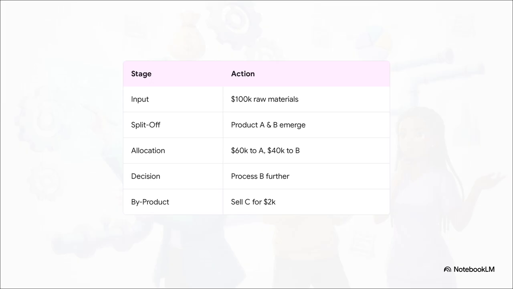Then, management looks at product B. They realize if they process it further, they can earn an extra $30,000 in revenue for only $10,000 in extra costs. That's a net positive of $20,000. So, of course, they make the decision to process B further. And notice, they completely ignored that $40,000 allocated sunk cost. Finally, they sweep up by product C, sell it for $2,000, and deduct that $2,000 from the main $100,000 input costs. It's clean, logical, and follows the standards perfectly.